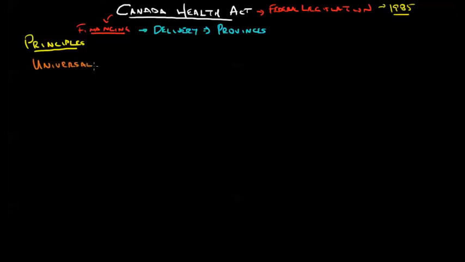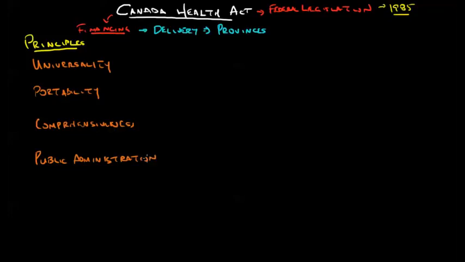So the 5 principles with which we're concerned, and we're going to look at these as we develop this idea a little bit. We're going to look at universality. We're going to look at portability. We have to look at comprehensiveness. We'll see that it's publicly administered. And finally, that it's accessible. So what do each of these items mean?